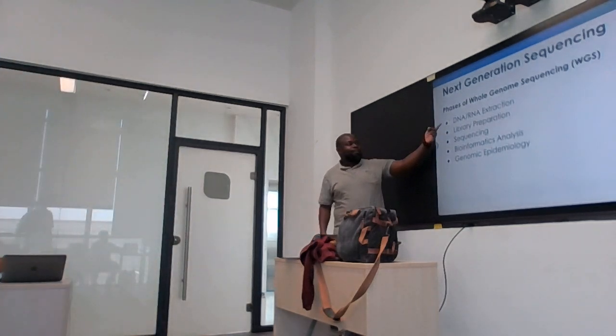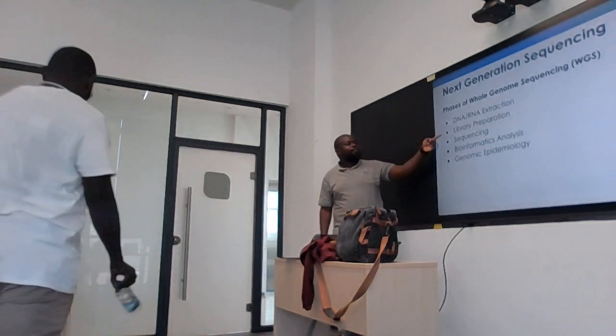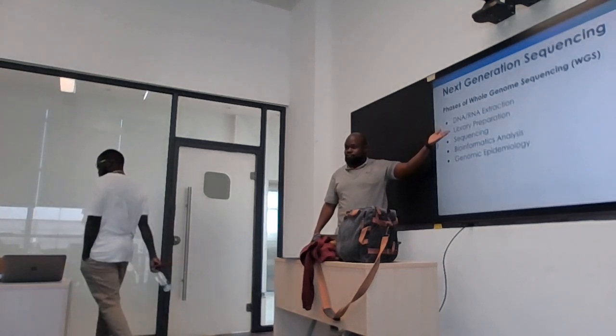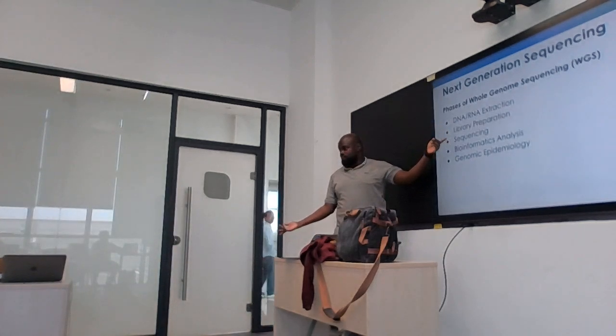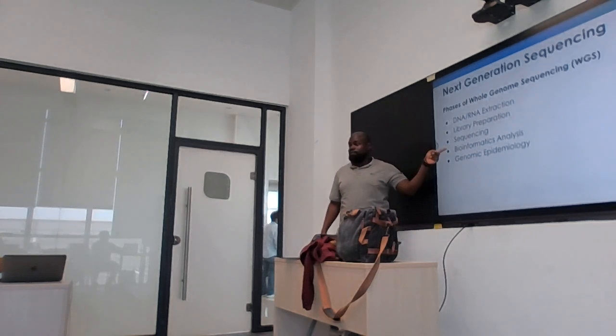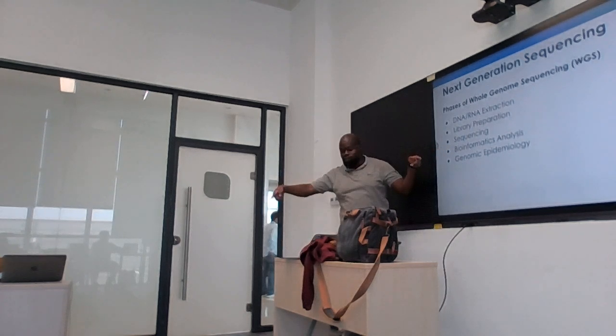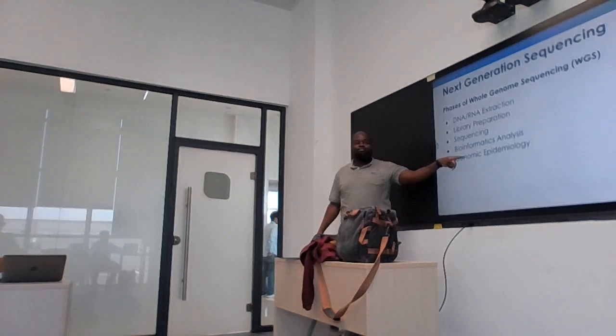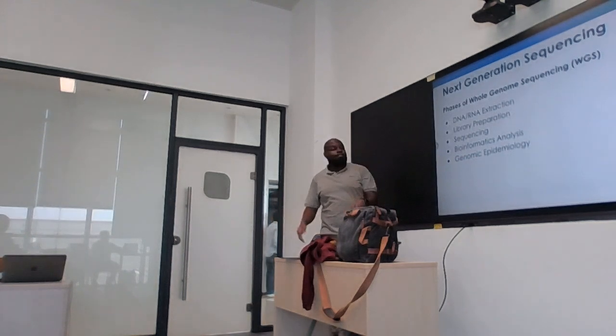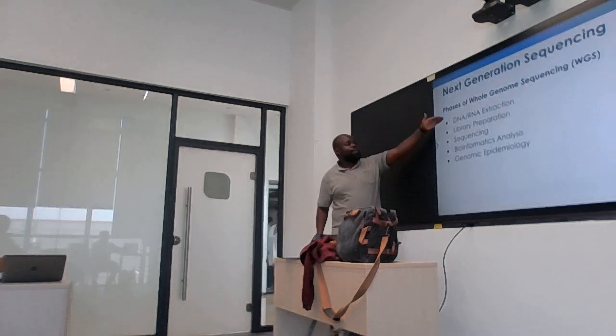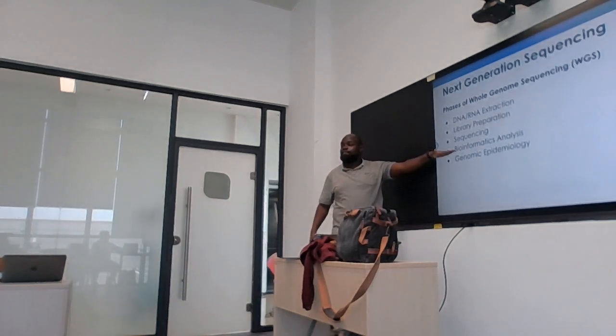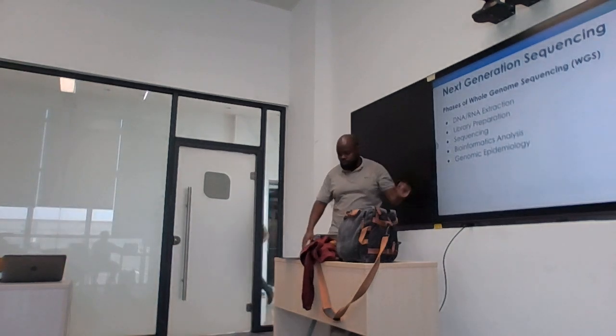So the first thing is you do your extraction, then you do library preparation, right? Then you do sequencing, right? And then after that, you do bioinformatic analysis, which is what we are training for, and then genomic epidemiology, right? So up to this point, we are assuming we've done all these steps. You're getting into the bioinformatic analysis, and then this morning we'll also start on the genomic epidemiology.